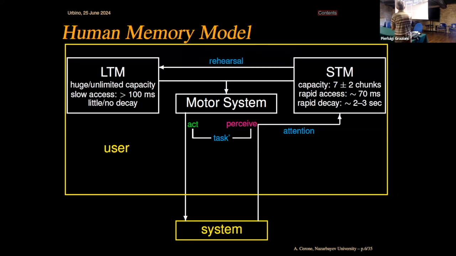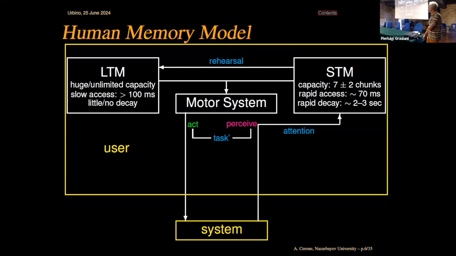Now, so the capacity is small, the access is rapid, but there is also rapid decay. There are a lot of theories about how long the information persists in short-term memory, but basically it persists, according to the latest beliefs, only 2-3 seconds, a very short time. It's amazing to think about it, but it is like this.